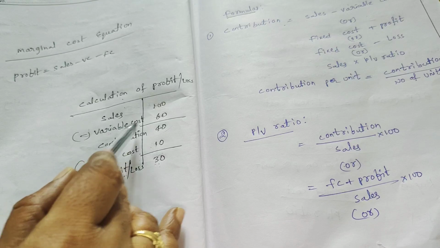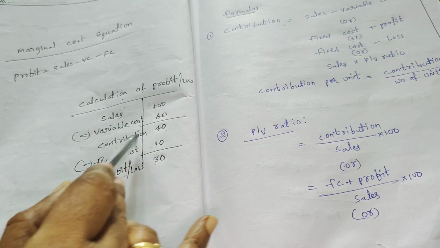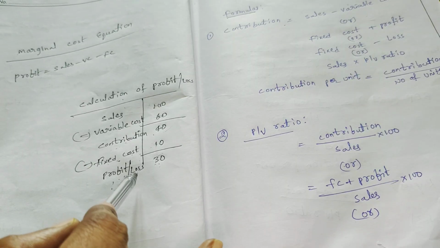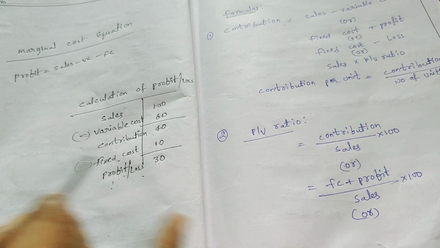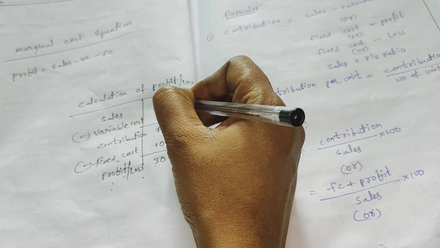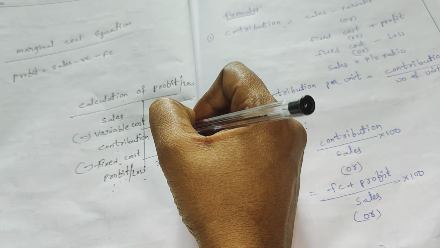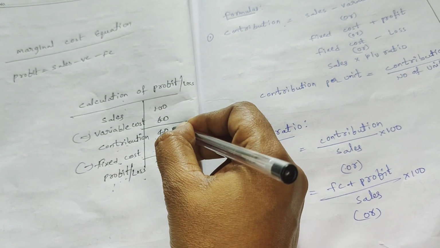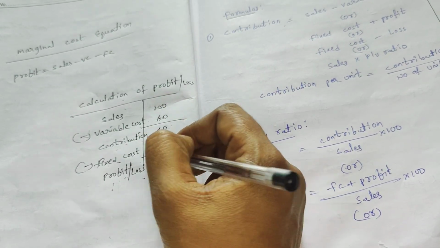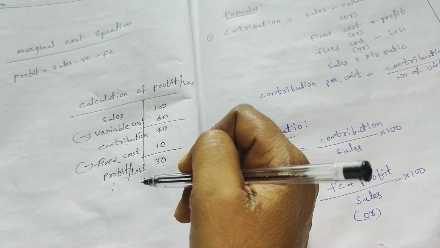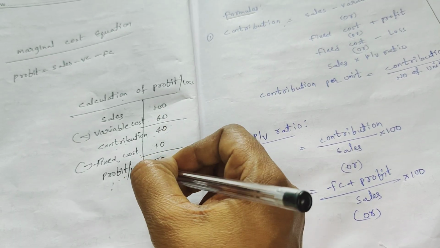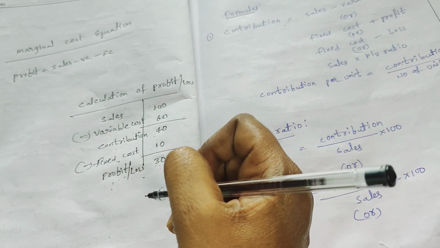From the sales, we deduct variable cost as well as fixed cost, and we get profit. Sales minus variable cost, this part is called contribution. From the contribution, if you deduct the fixed cost, you will get profit or loss. If it is a negative balance, that may be loss. Let's see here: 100 minus 60 is 40. 10 plus 30 is also 40. That means sales minus variable cost is contribution, and fixed cost plus profit is also contribution. If you have loss, fixed cost minus loss gives you contribution.